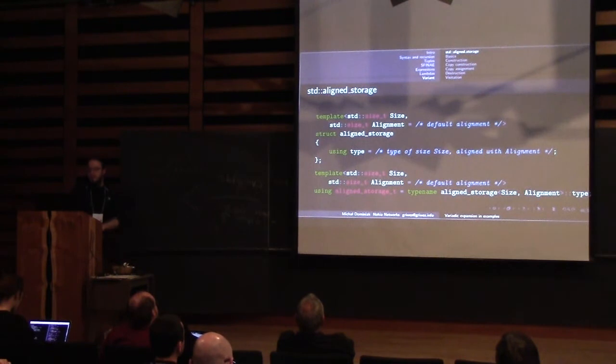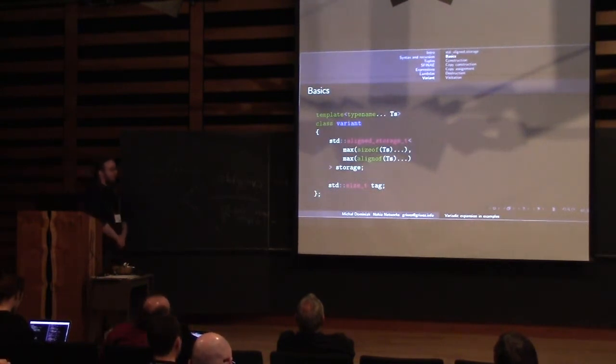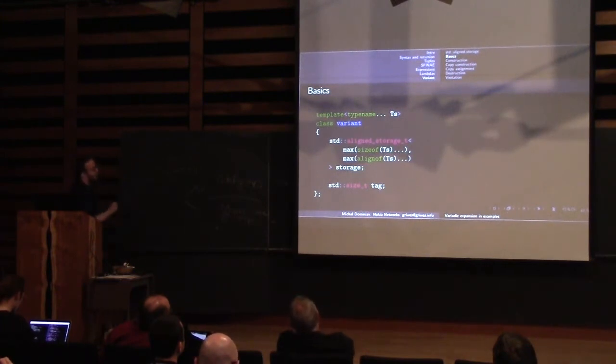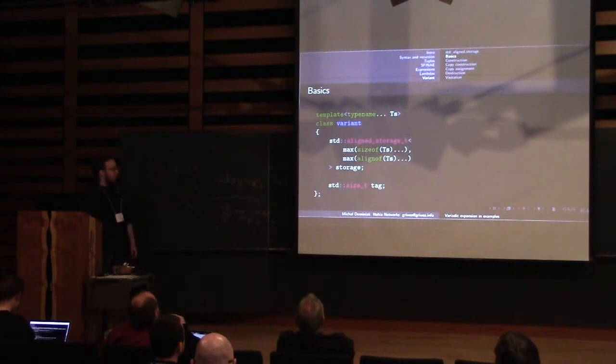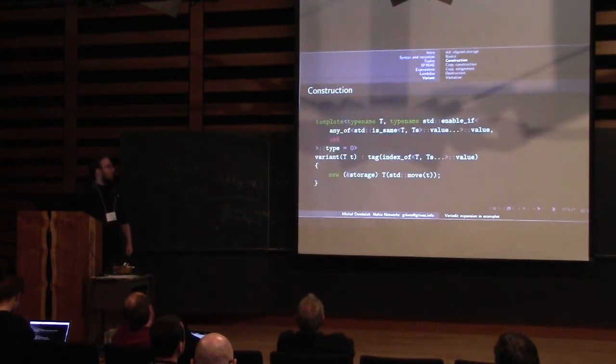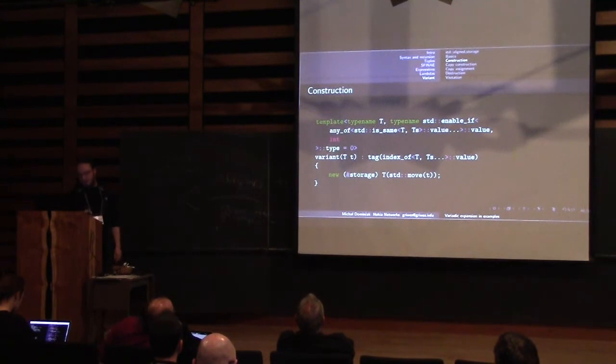All right, so the basics of the variant. We want storage for all the types that we can hold. This max is basically the same as the min before. So actually, in my code, I have a fold here. I'm folding on the binary max, but whichever implementation works. And we have a variable that tells us which type is active. Construction, that's easy enough. The enable_if metafunction, again, I'm not going to put all the metafunctions on the slides. They are in the code. I have links to it at the end of the presentation. And they are simple enough, I think.